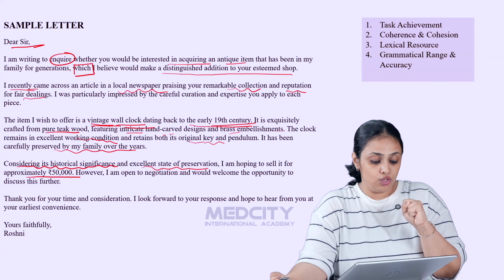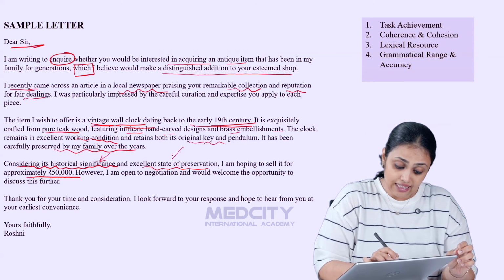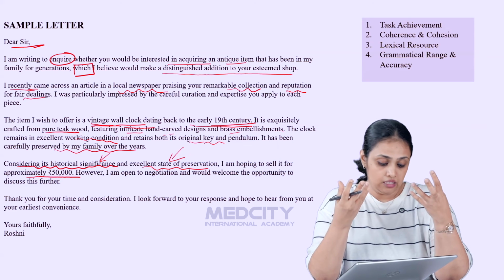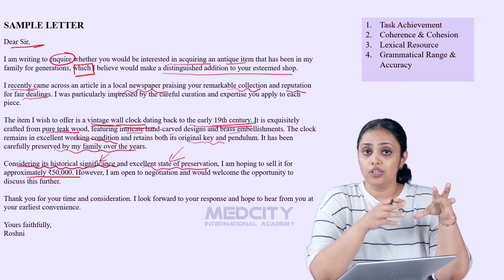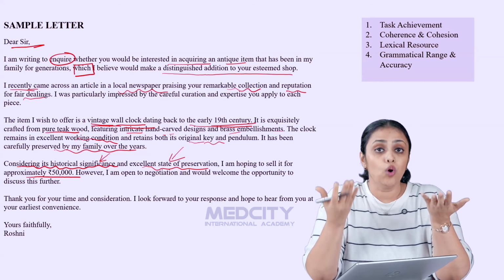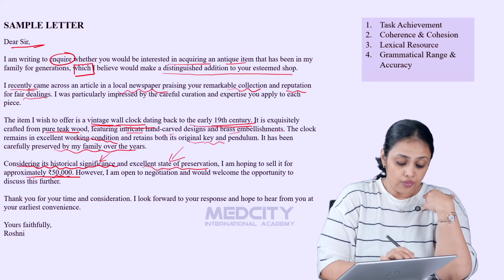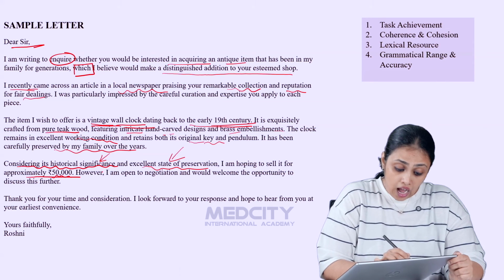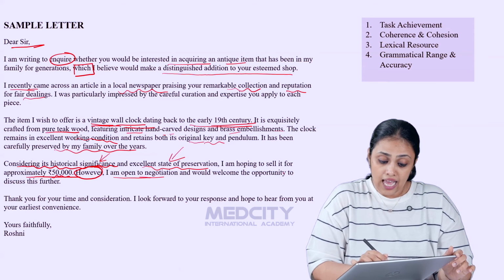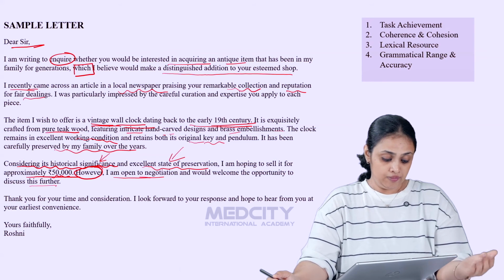Again, you are trying to convince the reader. Considering its historical significance and the excellent state of preservation, you're telling the recipient that you can take into account these factors, like its historical significance and how well it has been maintained. I'm hoping to sell. Here also you're not saying that I want. No, you're hoping to sell, or you are looking forward to a price of approximately 50,000. However, you're still being flexible there. However, I'm open to negotiation and would welcome the opportunity to discuss this further. See how politely you have put it.